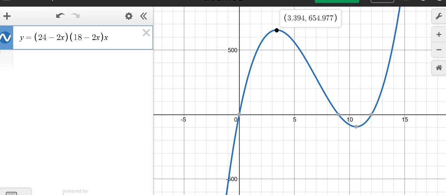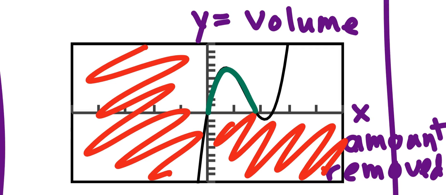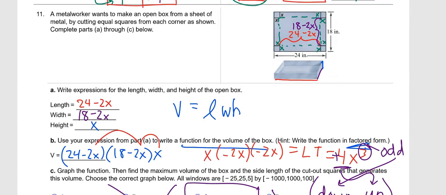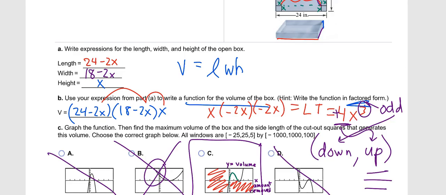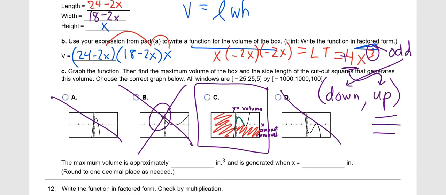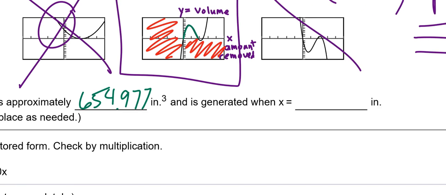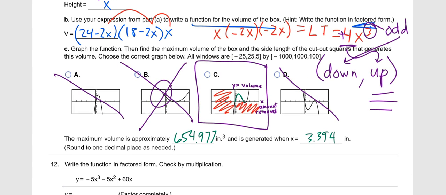No, I will not ask you to do that on a test. What will I ask you to do on a test? Probably A and B for this particular question. I might make C extra credit. So the maximum volume is 654.977 and is created when x equals 3.394 inches. But we would only know that information if we had technology or calculus. So we'll go with the technology.